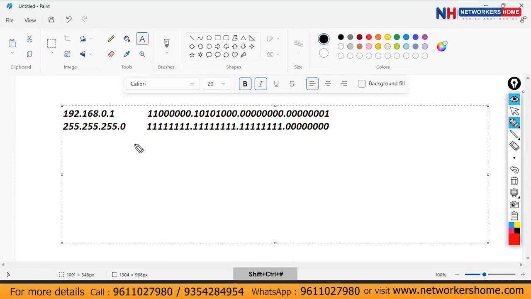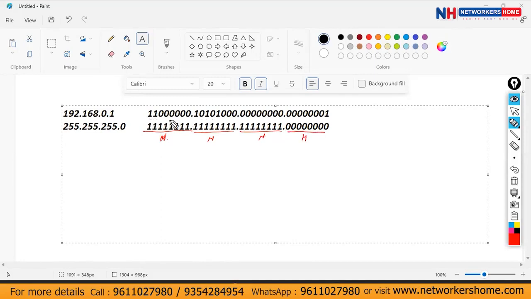Again, looking at the subnet mask, we came to know the first octet completely belongs to the network. Second octet also network. Third octet also network. Why? Because we know network bits are represented by 1 and host bits are represented by 0. So this part will be the host. So the last octet belongs to host, correct?